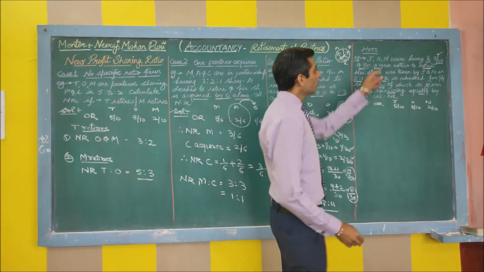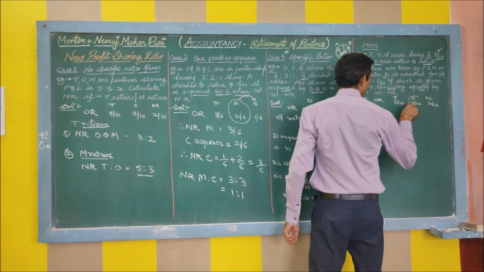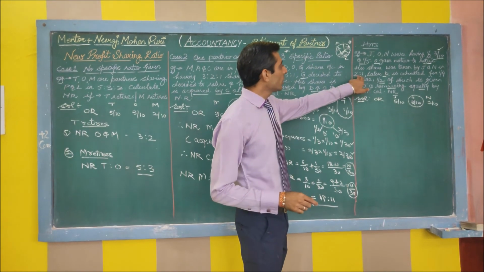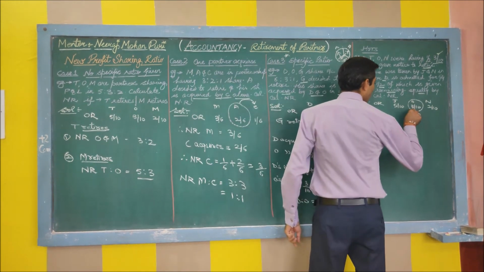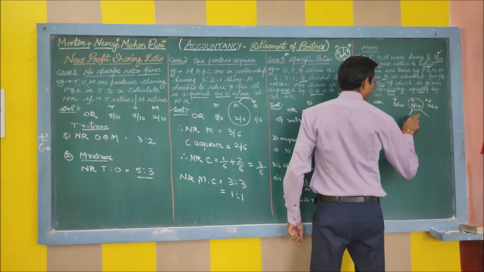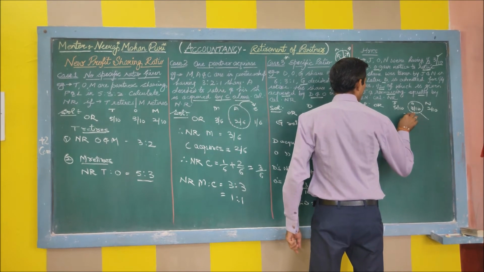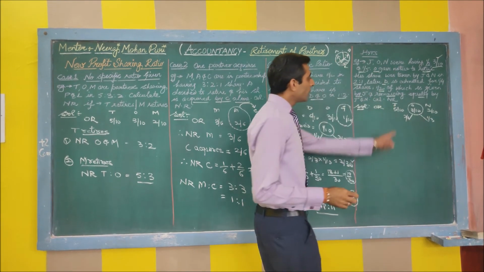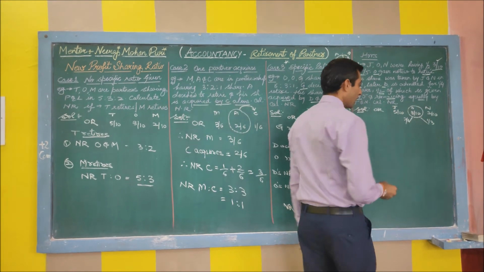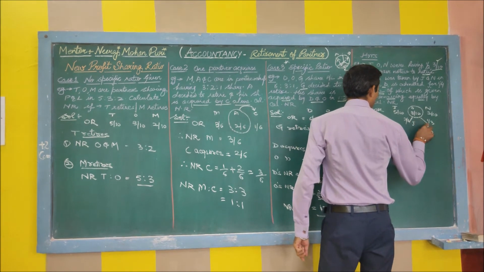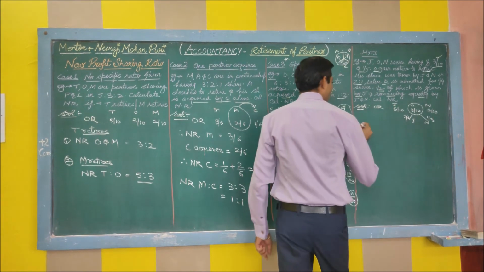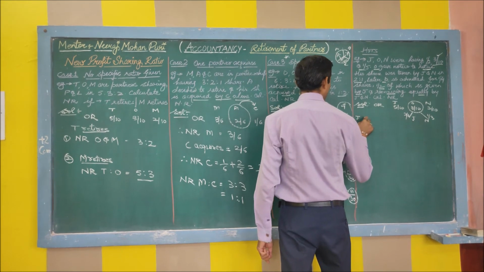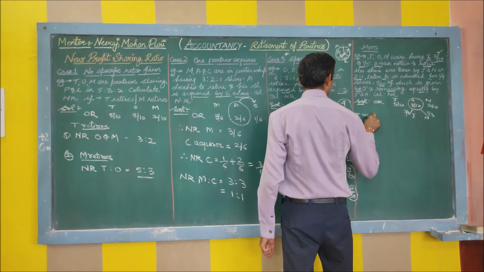According to the situation, O retires. So let us circle him. O is retiring. When O is retiring, his share is taken in 2:1. So 2:1, 2/3 and 1/3. This share will be taken up by J and N. So this will go to J, this will go to N. Let's first of all calculate acquired portion. Therefore, J acquires.